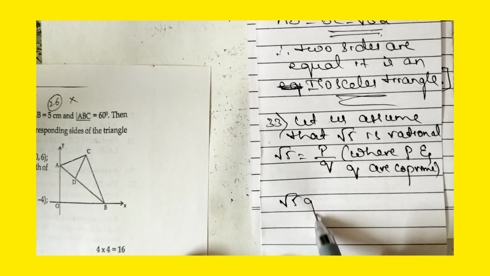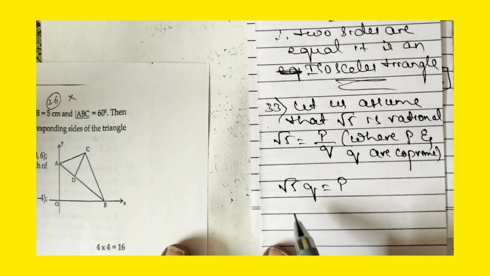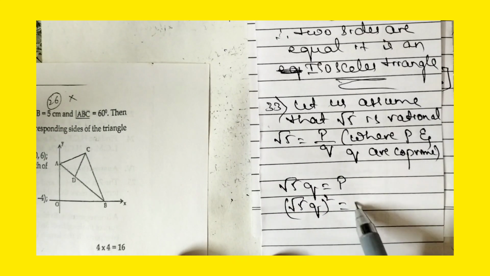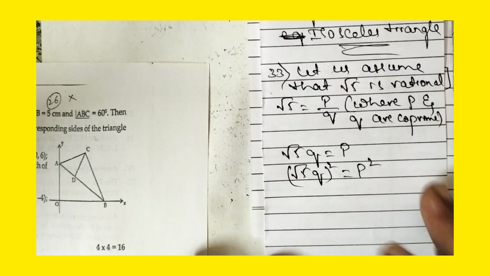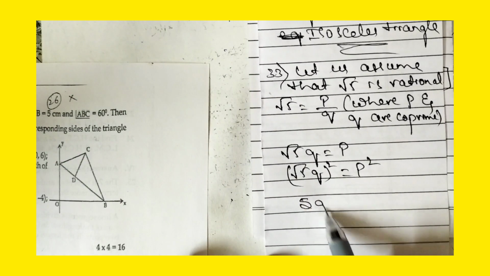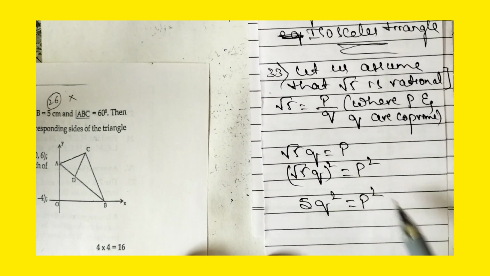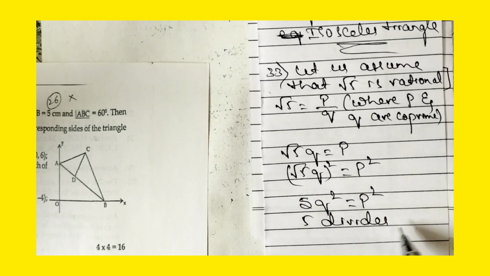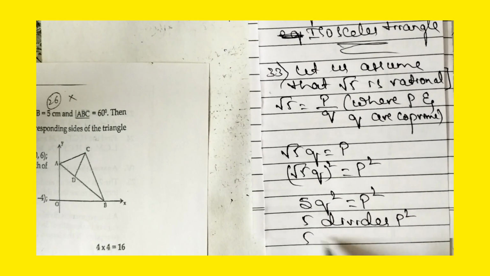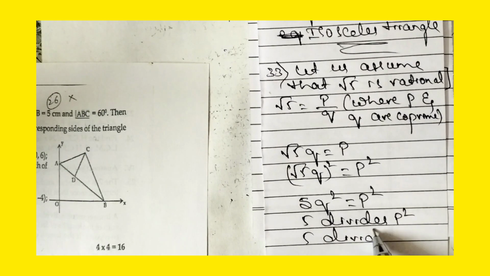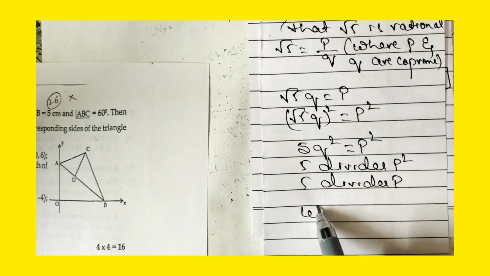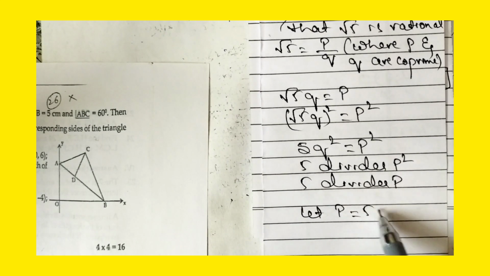So root 5 Q is equal to P. Square on both sides. Root 5 Q whole square is equal to P square. So root 5 whole square becomes 5. 5 Q square is equal to P square. So 5 divides P square. 5 divides P. Next, let P is equal to 5K, where K is some integer.